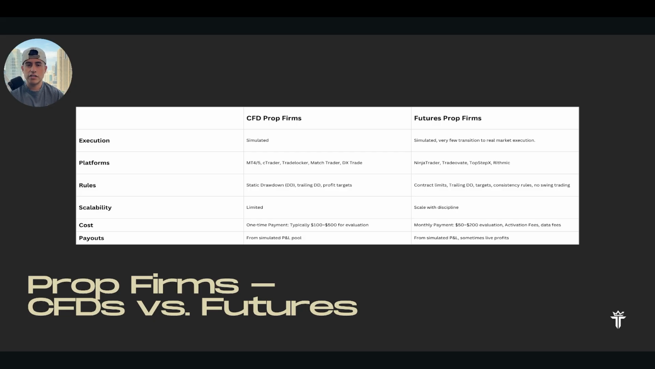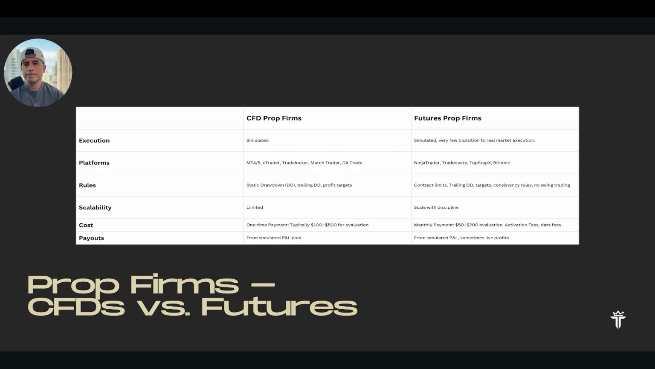Consistency rules. With some of these, sometimes you don't have rules of how much you can make max per day. Some do. Top Step, I think the max you can do in one day to pass is like 50% of the total target. It just depends on the prop firms, right? So check that out. And then you can't swing trade. They're going to close your trade with prop firms on futures before the day ends.